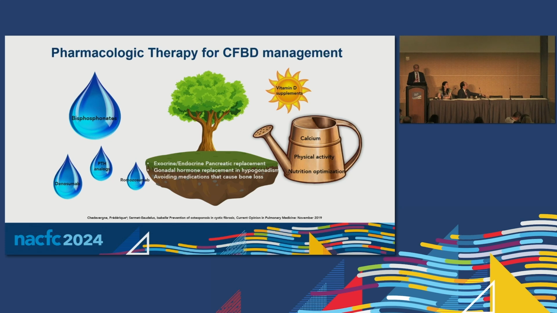So this is a cartoon that represents the treatment of CFBD as a tree, and we have vitamin D, calcium, physical activity, and nutrient optimization as the basics of treatment. Then endocrine replacement, exocrine replacement, pancreatic replacements play an important role, as do gonadal hormone replacements for hypogonadism and avoiding medications that cause bone loss. The water droplets are the various different treatments that are available, and we'll go over all of these in some detail.